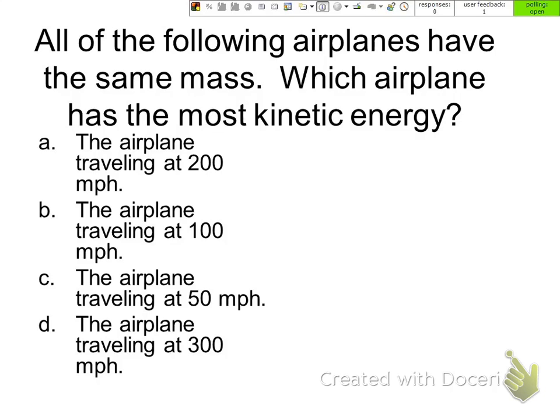All of the following airplanes have the same mass. Which airplane has the most kinetic energy? The airplane traveling at 200 miles per hour, the airplane traveling at 100 miles per hour, the airplane traveling at 50 miles per hour, or the airplane traveling at 300 miles per hour?